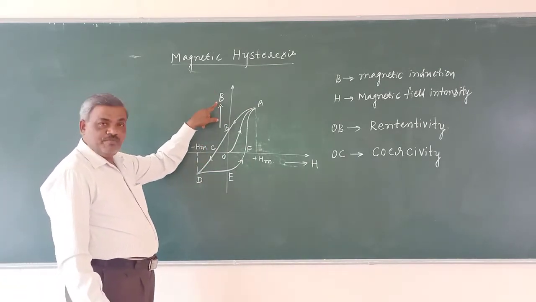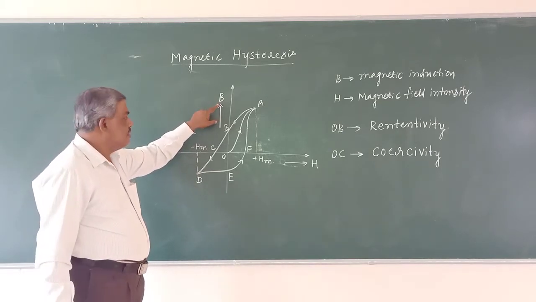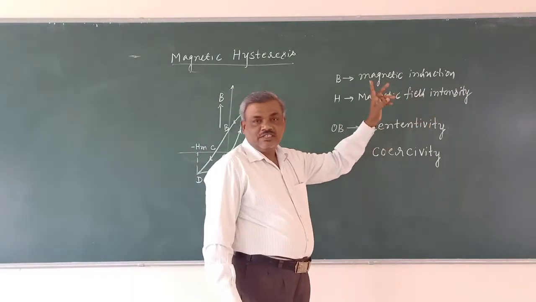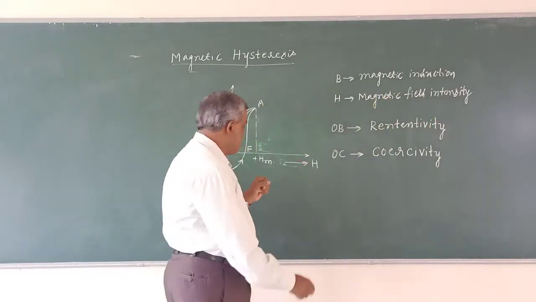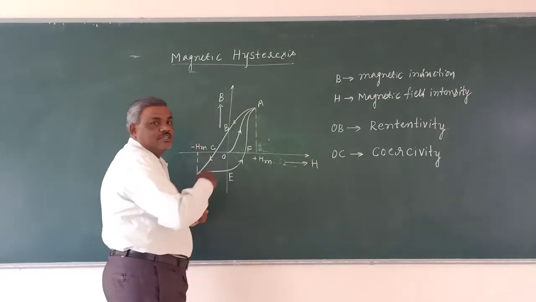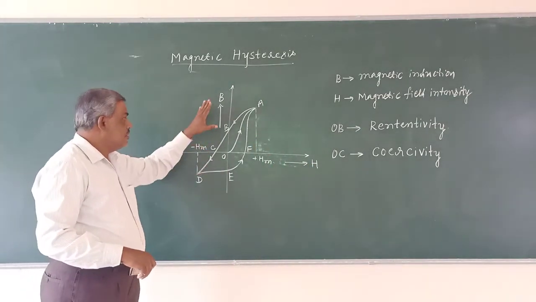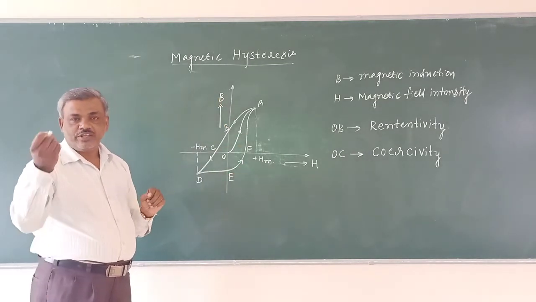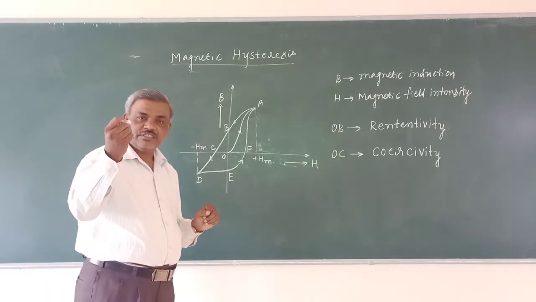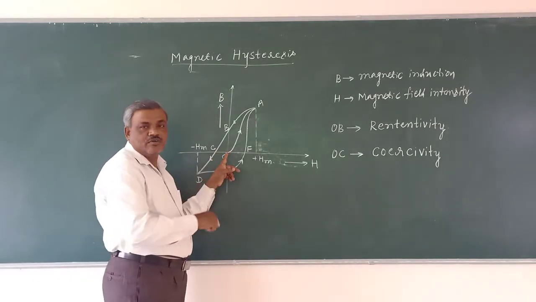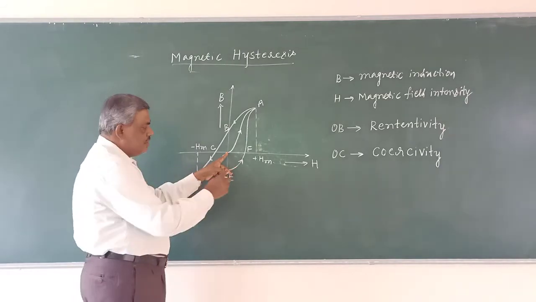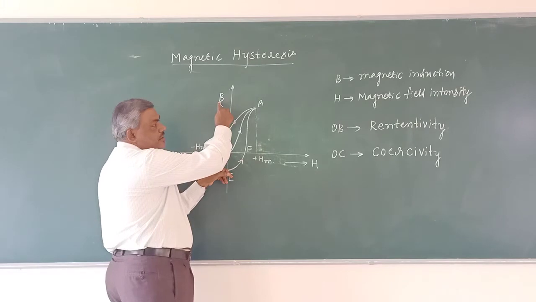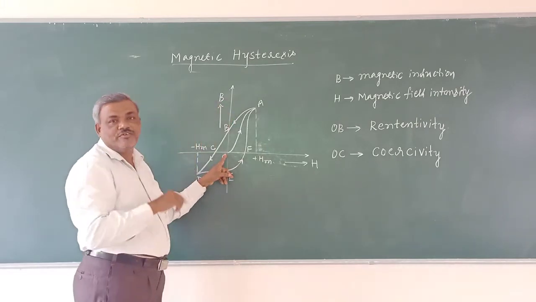Now here B is the magnetic induction, taken along the y-axis. H is the magnetic field intensity, taken along the x-axis. So we plot the magnetic induction against the magnetic field intensity. Now take one specimen. The specimen is kept at a point O. At point O, initially the magnetic field intensity H equals 0, and the magnetic induction B is also 0.